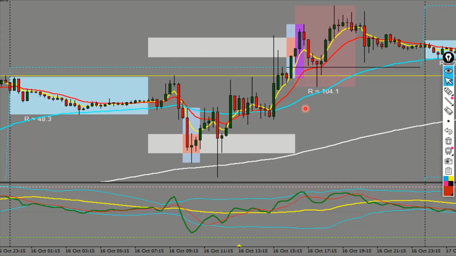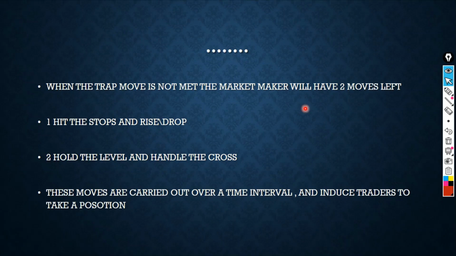The other one, let's see. I don't have. So when the market maker move, when the trip move is not met, the market maker will have 2 moves left. Okay, so if he does this, 1, 2, 3, makes an M in here, and he does not have enough volume.